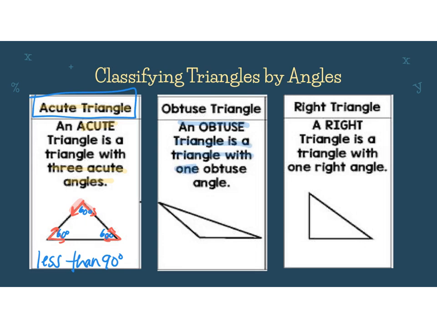We know obtuse means it's bigger than the corner of our screen. Obtuse is wider than the corner of our screen. So right here, I already see an angle that would be wider than the corner of my screen. And then it's got two acute angles. But one is bigger, so it is an obtuse triangle. Okay, a right triangle.